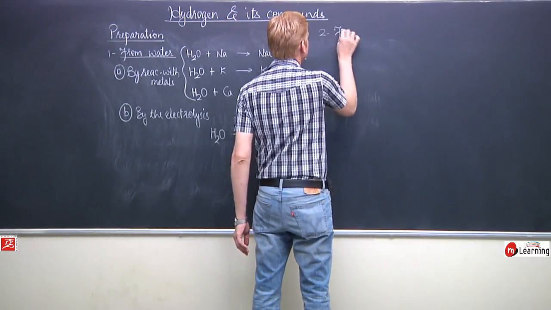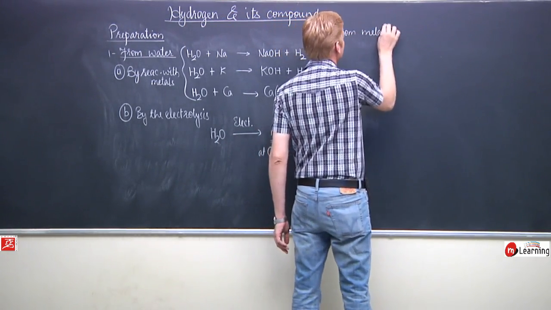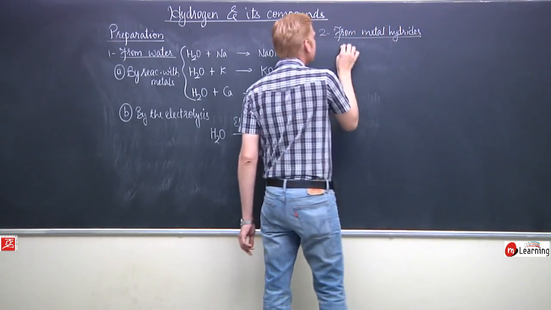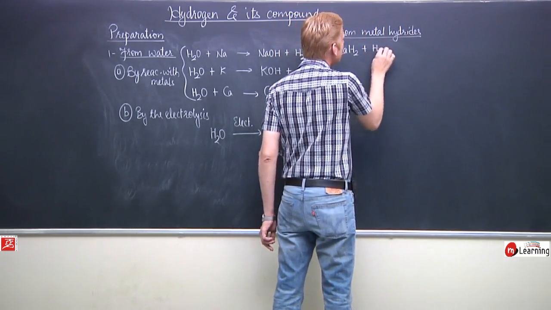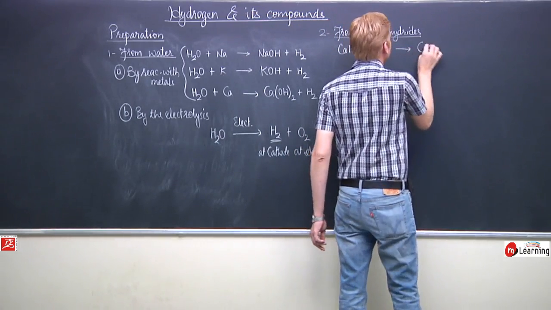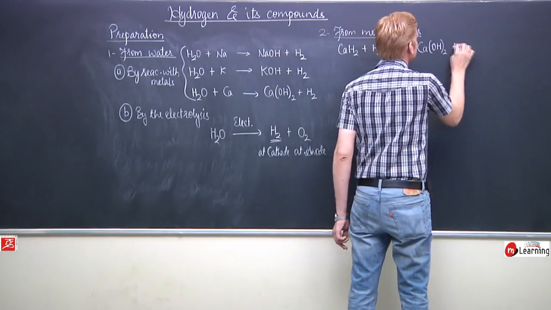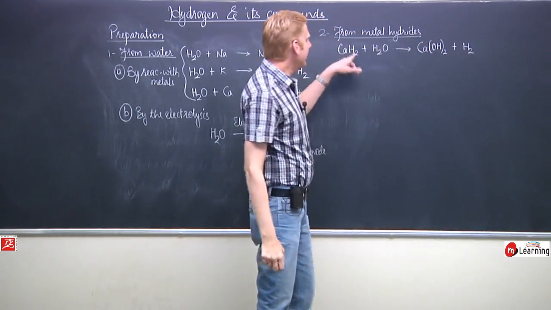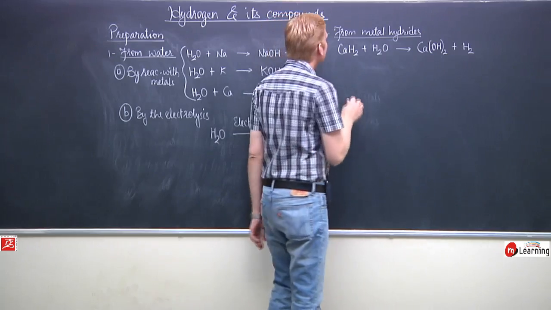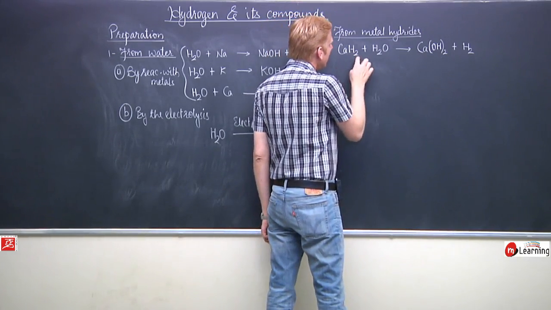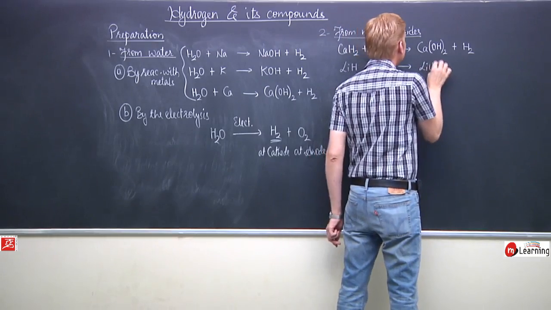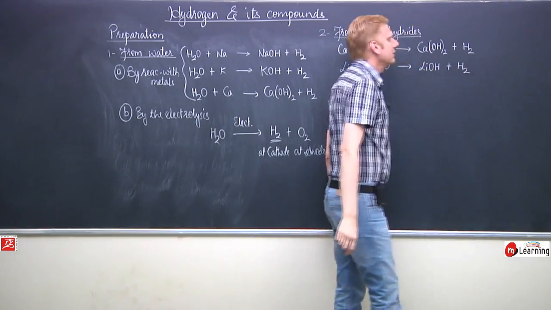Another method is from metal hydrides. There are certain metal hydrides. One of the most common metal hydrides is calcium hydride, CaH2. With water, it liberates hydrogen. So metal hydrides are hydrolyzed. Reaction with water is called hydrolysis. So metal hydrides give hydrogen gas by this type of reaction. Other metal hydrides can also be taken, like lithium hydride. Lithium hydride forms lithium hydroxide and liberates hydrogen.